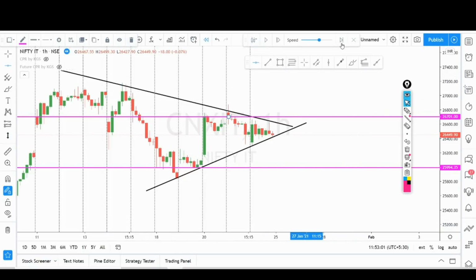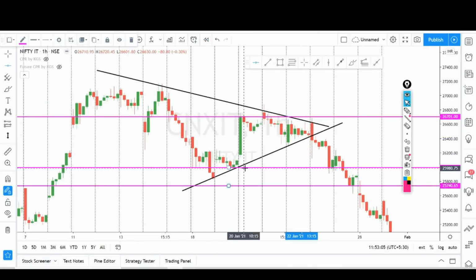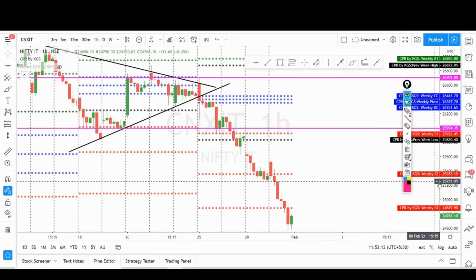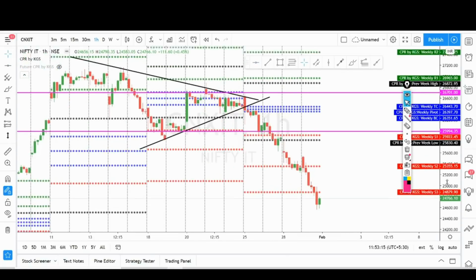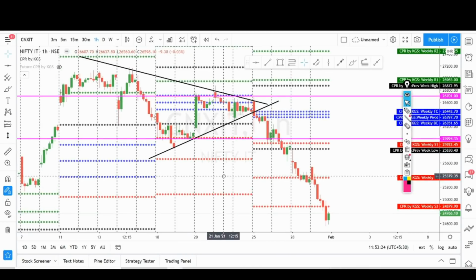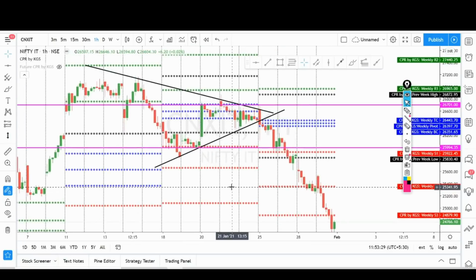So as I said in my weekly newsletter, see what happened in Nifty IT. Okay, so this is how Nifty IT went last week. So this view was given well before the week in my newsletter itself. So don't miss to read my weekly newsletter, which I am launching every Sunday in my Telegram channel.